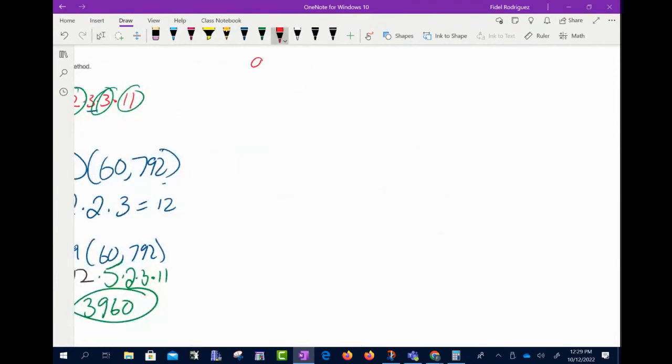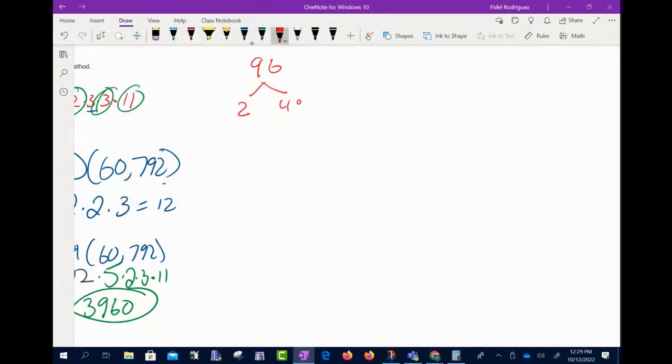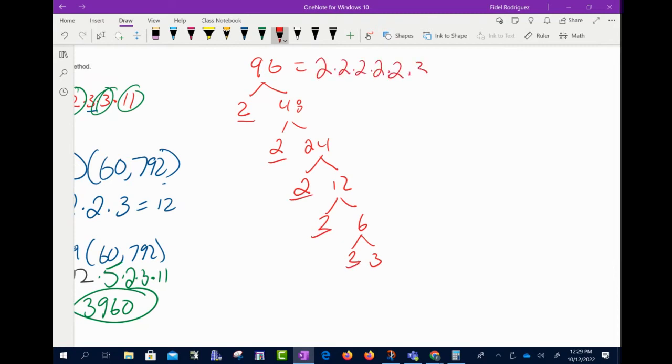Okay, so first thing is, with 96, I like that idea of dividing it by 2. Makes it easy. 2 and 48. We can divide that by 2 again, and that's going to give me 24. We can divide that by 2 again. That's going to give me 12, 2 and 6, and 2 and 3. Okay. So we have 1, 2, 3, 4, 5 2s and a 3. Okay. So there's 96.